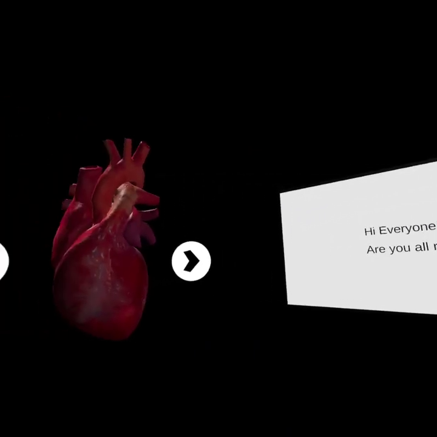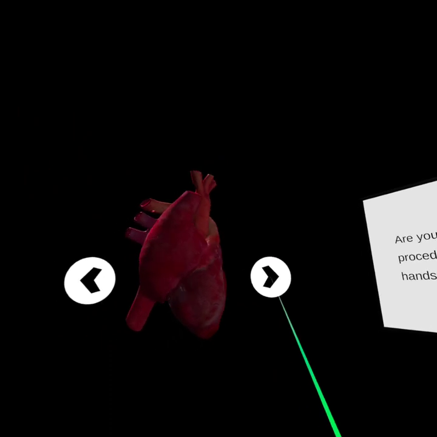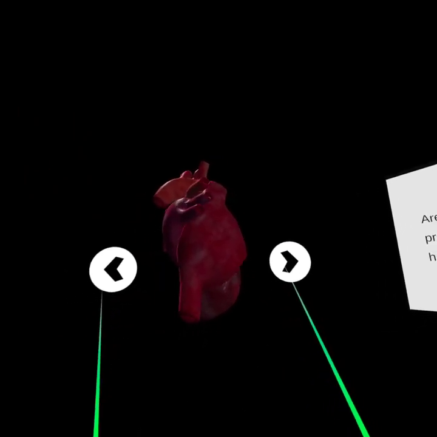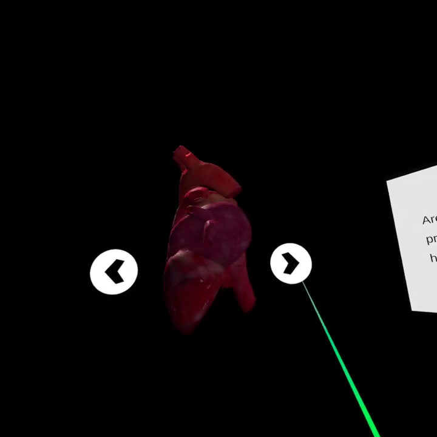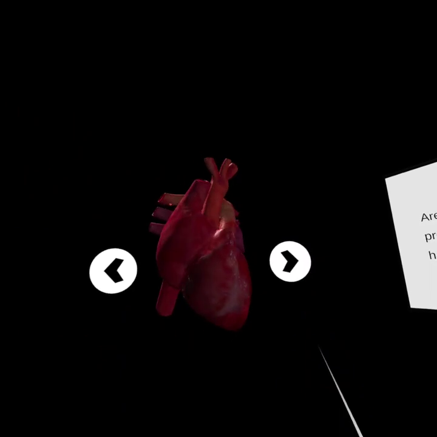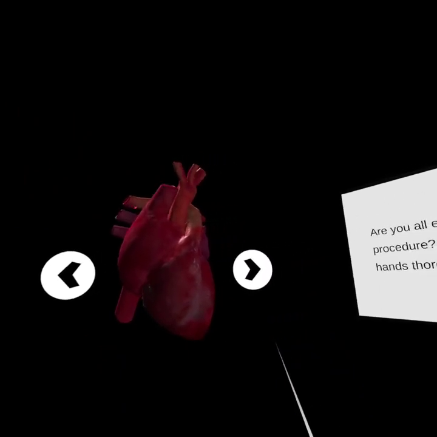Hi everyone, are you all ready? Are you all excited to perform your first virtual procedure? First things first, make sure your hands are washed thoroughly and you put on your masks.